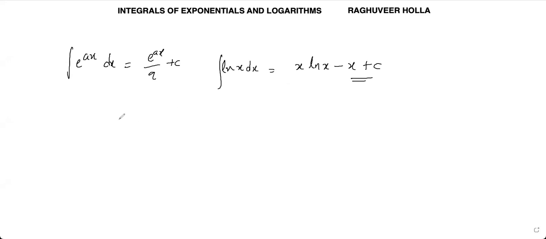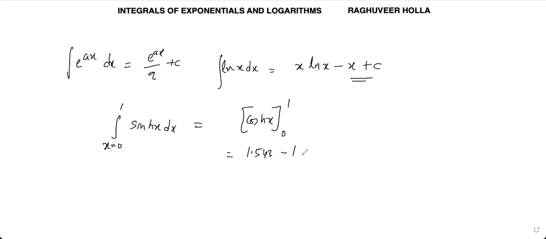Now let us see the integral from 0 to 1 of sine h of x dx. So this is cos hx, from 0 to 1. Cos h of 1 will be somewhere around 1.543, minus 1, which is nearly equal to 0.543. So this is the answer.